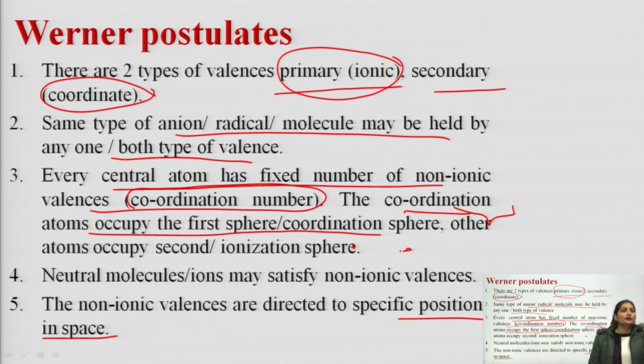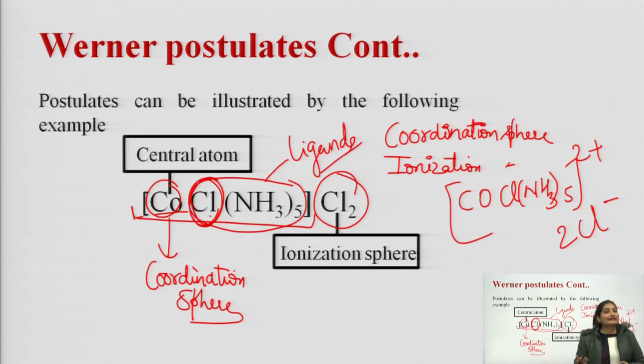Next, neutral molecules or ions may satisfy the non-ionic valencies. The last postulate is that the non-ionic valencies are directed to specific positions in space. Okay, these all are the 5 postulates, and these can be explained with the help of an example.